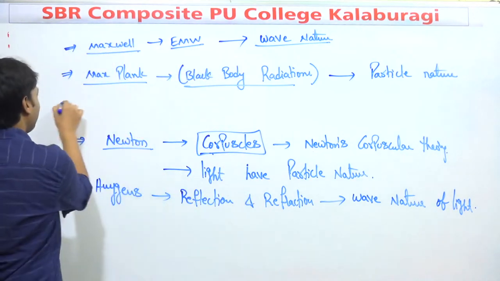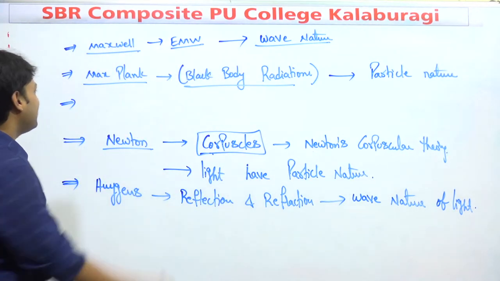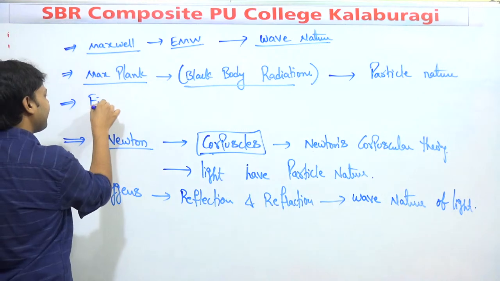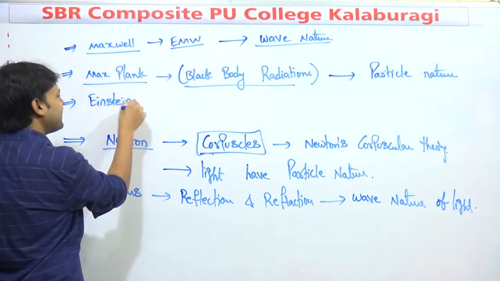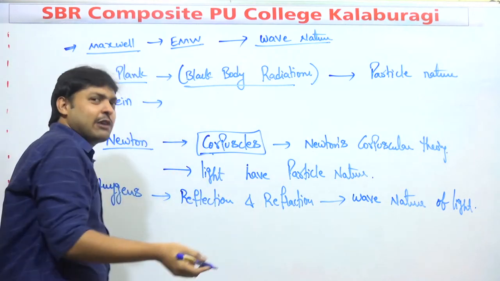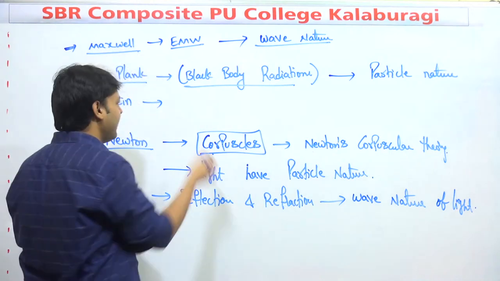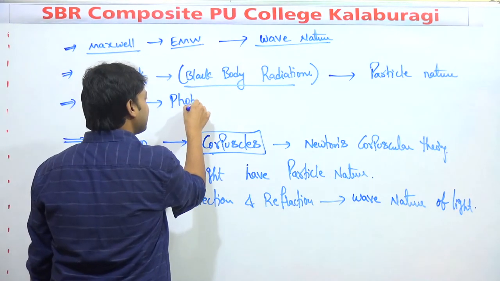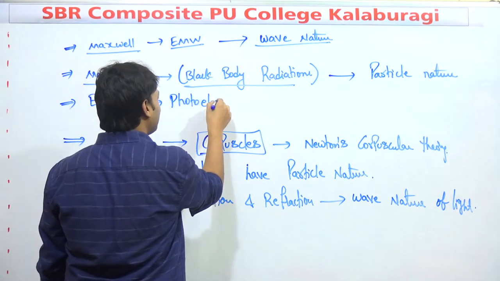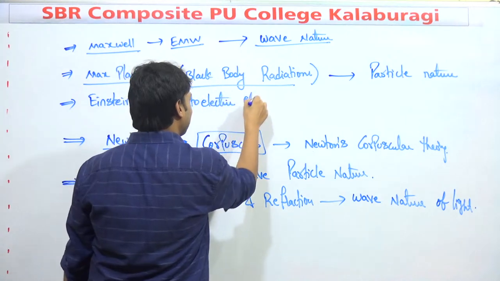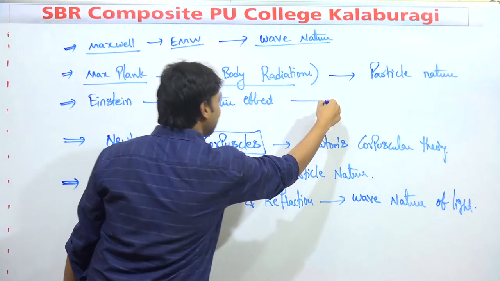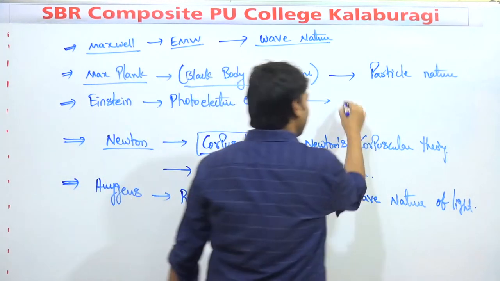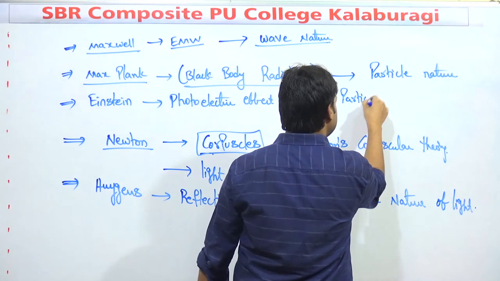Next, finally, Einstein. What is his contribution? E equals mc squared. We know that. According to modern physics, he did the photoelectric effect. In that, he again supported the particle nature itself.